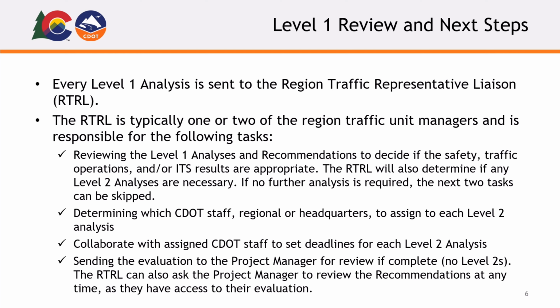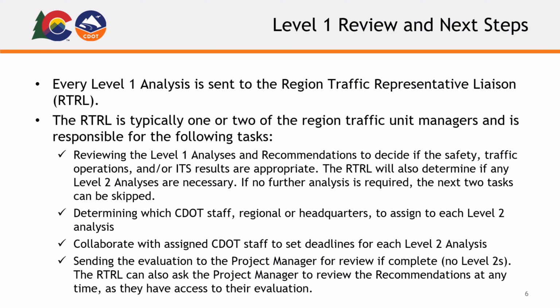Every Level 1 analysis is sent to the Region Traffic Representative Liaison, or RTRL. The RTRL is typically one or two of the Region Traffic Unit Managers and is responsible for the following tasks: reviewing the Level 1 analyses and recommendations to decide if the safety, traffic operations, and/or ITS results are appropriate. The RTRL will also determine if any Level 2 analyses are necessary. If no further analysis is required, the next two tasks can be skipped: determining which CDOT staff, regional or headquarters, to assign to each Level 2 analysis, and collaborating with assigned CDOT staff to set deadlines for each Level 2 analysis. Finally, send the evaluation to the project manager for review if complete, with no Level 2s.